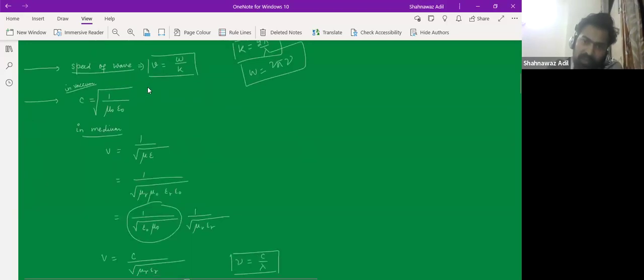this very, very important relation. From this relation, we find out the refractive index. So you will always get a question on refractive index using this relation.